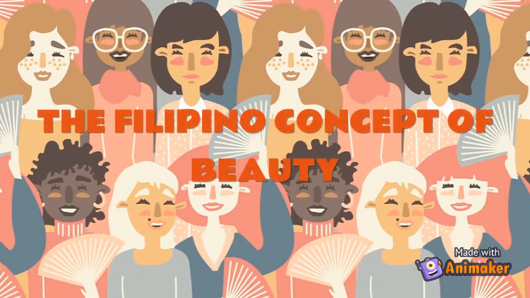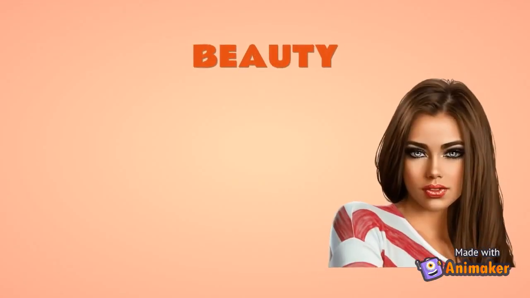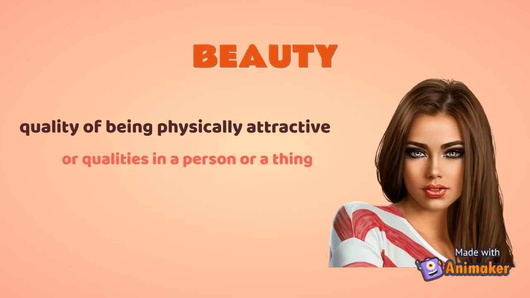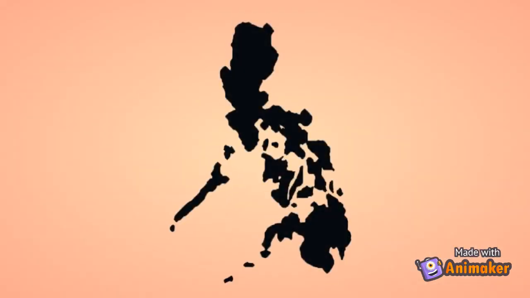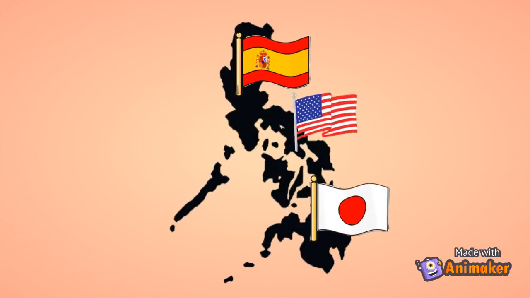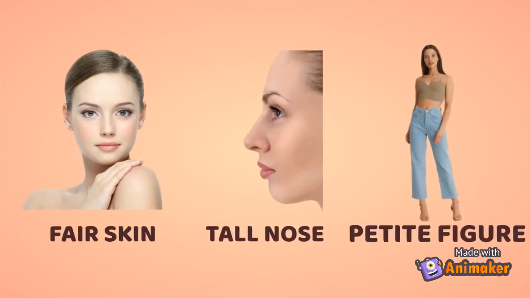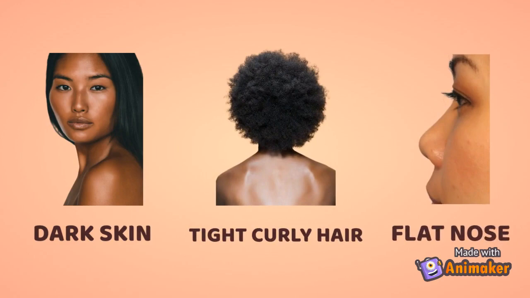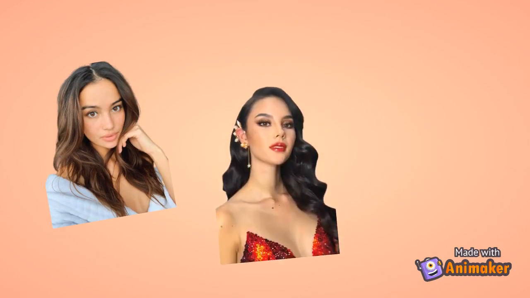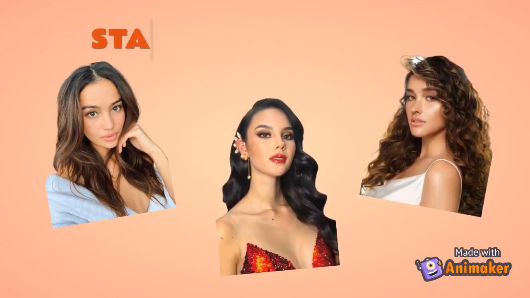The Filipino concept of beauty. Beauty is defined as the quality of being physically attractive or the qualities in a person or a thing that gives pleasure to the senses or the mind. Here in the Philippines, the concept of beauty came from colonial influences. To be called beautiful, you must have fair skin, tall noses, and a petite figure. But in reality, we Filipinos have dark skin, tight curly hair, and flat noses because our origins are Aetas. Having Eurocentric features or mixed Filipino and foreign blood became a default attractive standard in the country.